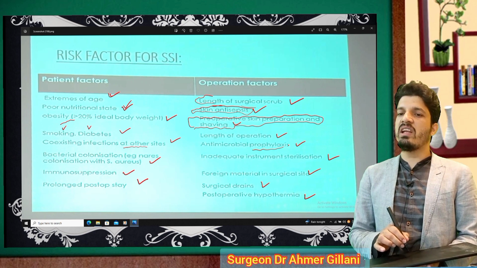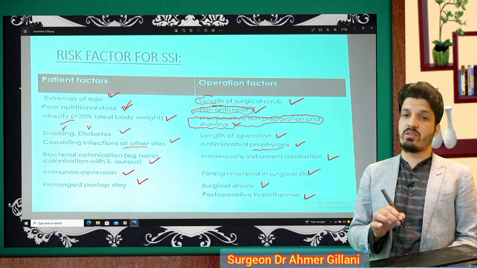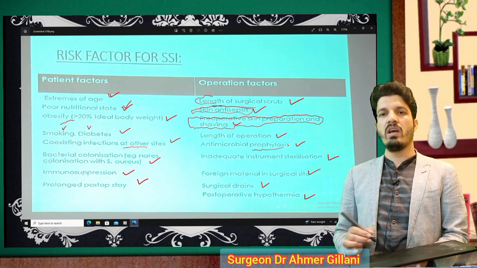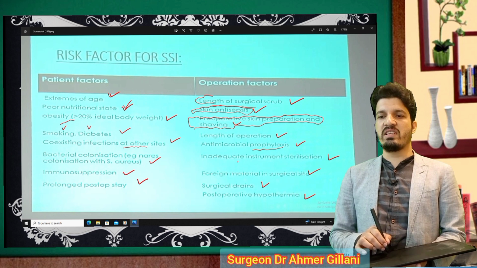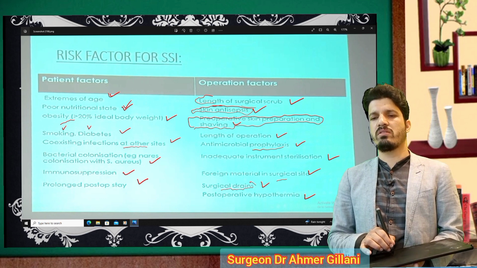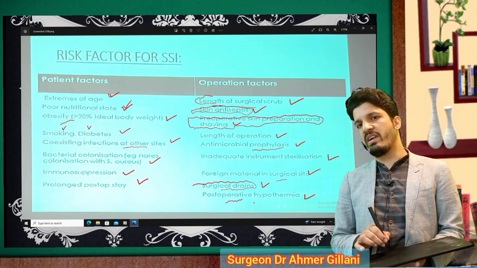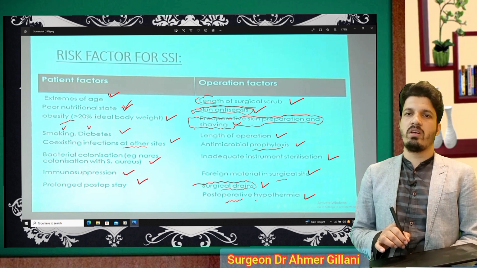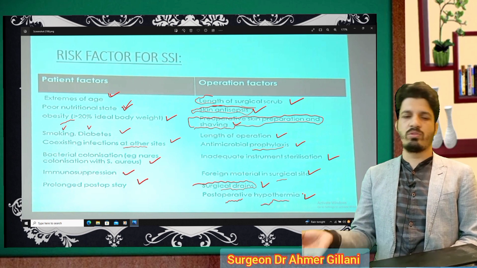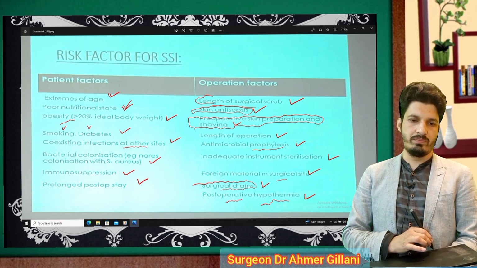And if inadequate instrument sterilization is there, then this is also a risk factor for surgical site infection. And if there is foreign material in the surgical site, and if we have put in drains, this is also a risk factor. And post-operative hypothermia, so you will use warm blankets or any method to prevent post-operative hypothermia.